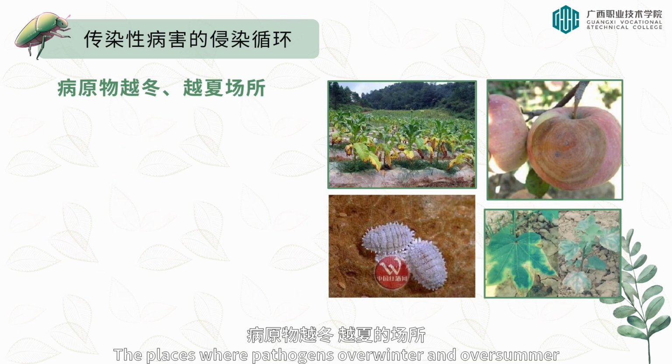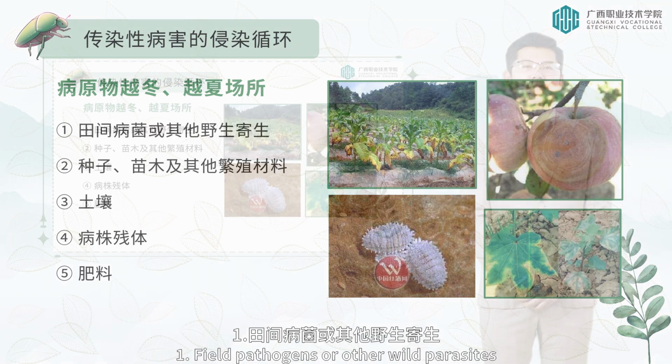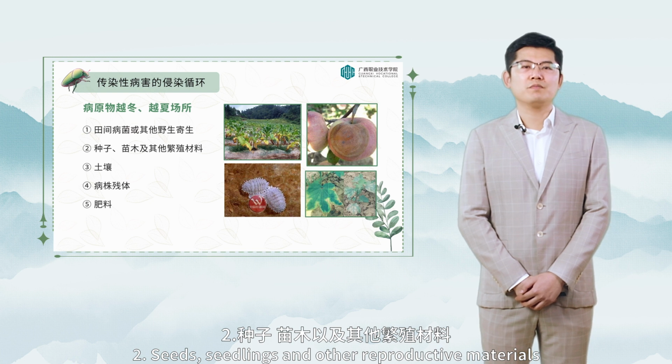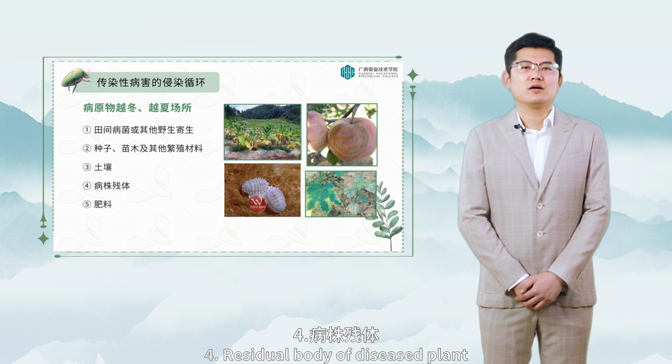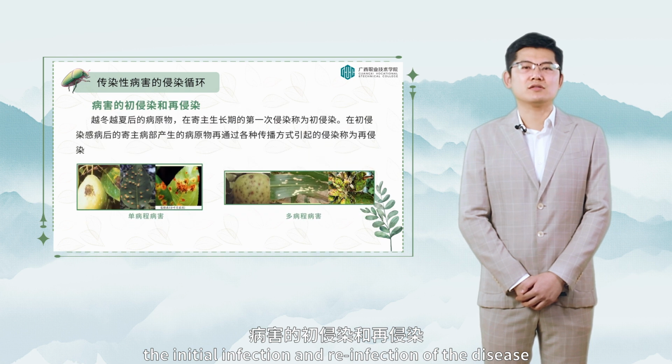The places where pathogens overwinter and oversummer. The places include: 1. Field pathogens or other wild parasites. 2. Seedlings and other reproductive materials. 3. Soil. 4. Residual body of diseased plant. 5. Fertilizer. The initial infection and the reinfection of the disease.